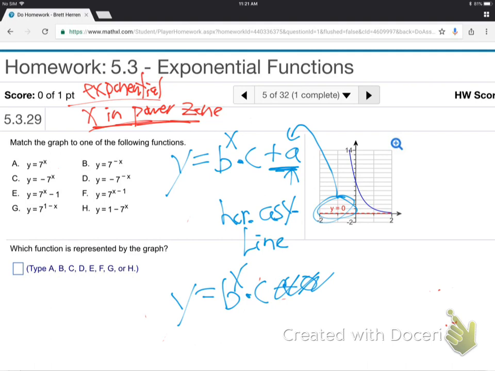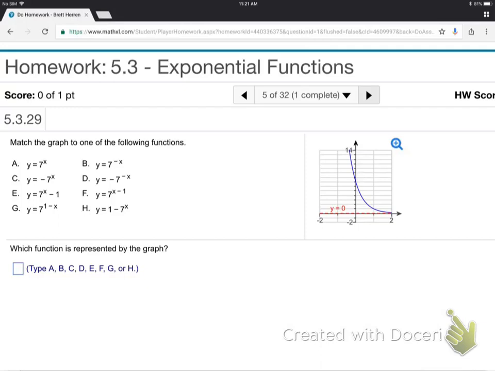Now, okay, so what is b and what is c? Well, the base, you can tell what the base is. All of them have what base? 7, right? They all have a base of 7. So this one must be a base of 7. But what about all those negatives and stuff? Yeah, let me give you the general setup on it.